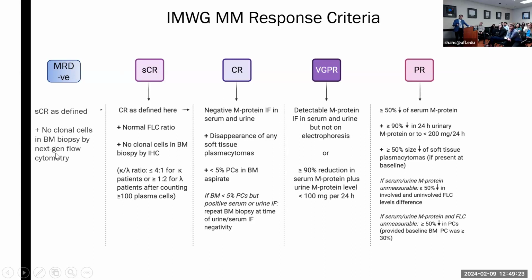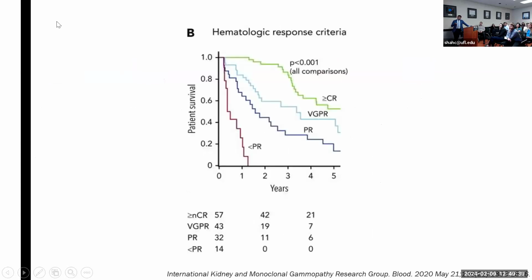And when we perform next generation flow cytometry, which is 10 times more sensitive than regular flow cytometry, and we are not able to identify any clonal cells, they are considered MRD negative, minimal residual disease negative patients. If we just look at the hematological response and patient survival, patients with complete response have much better survival than patients with VGPR. And this is why we are seeing more relapses in patients with VGPR than patients with complete response.